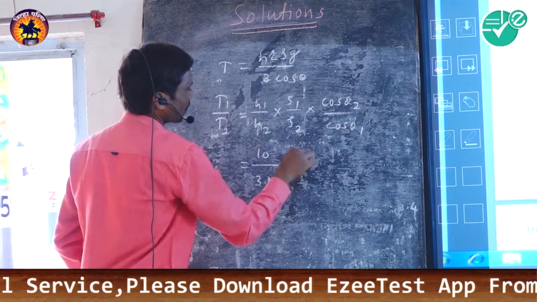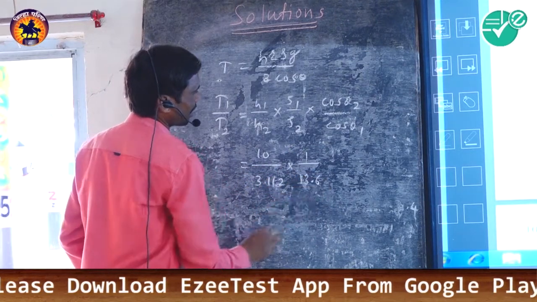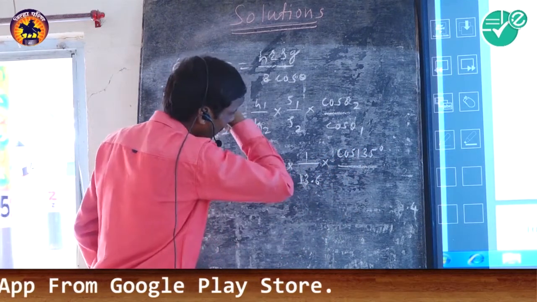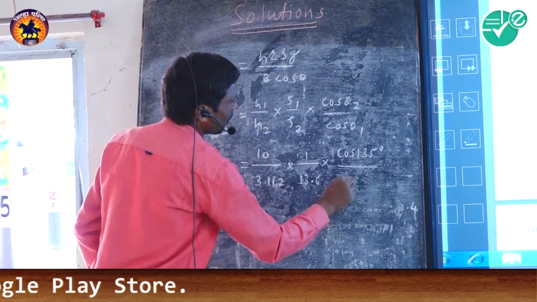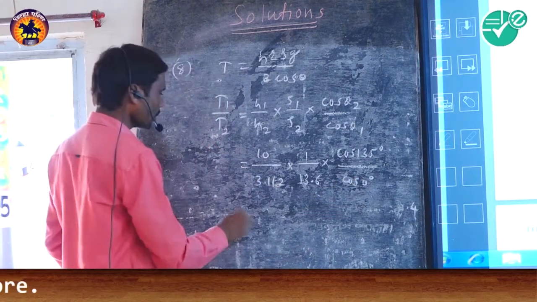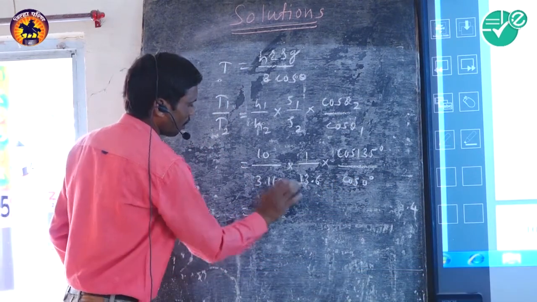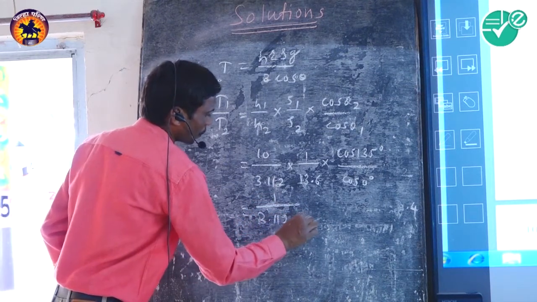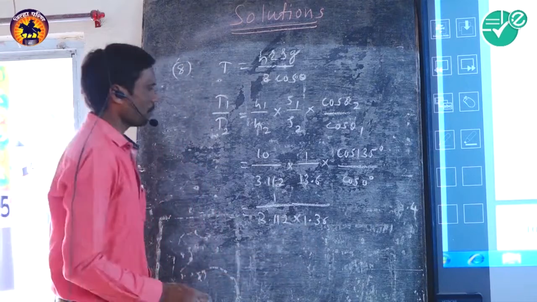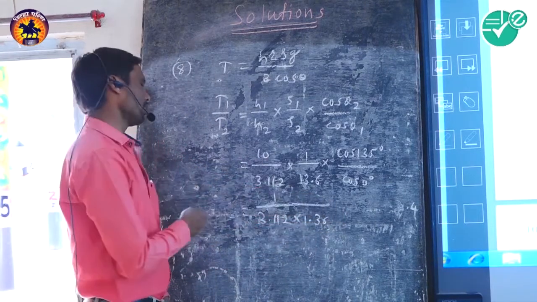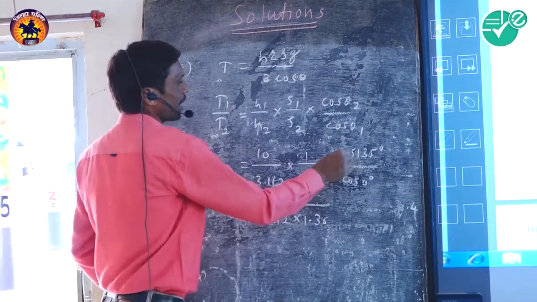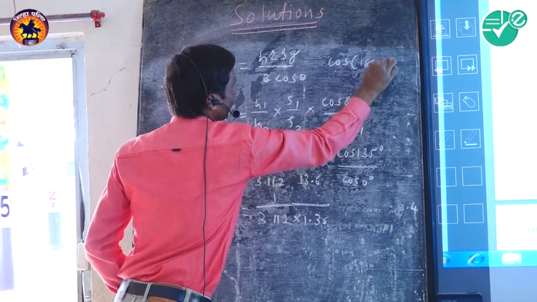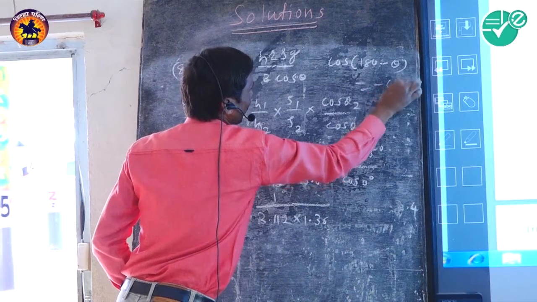It is 3.12, into density of water is 1, and 13.6, into cos 135 degree and here cos 0 degree. So it is equal to 10, or simply write 1 divided by 3.12 into 1.36, because the 10 gets cancelled, so the decimal is shifted to the left, and it is written using the expression cos of 180 minus theta is equal to minus cos theta.